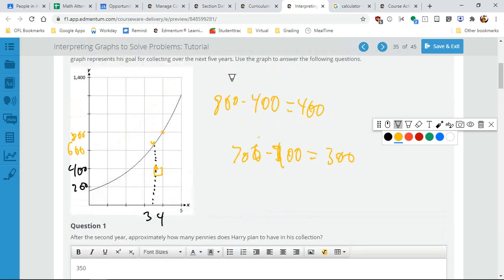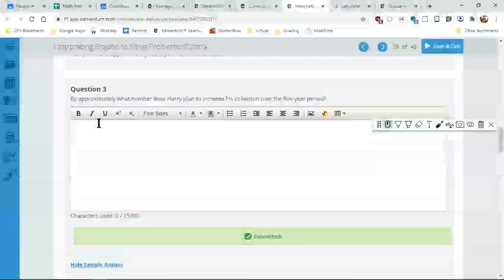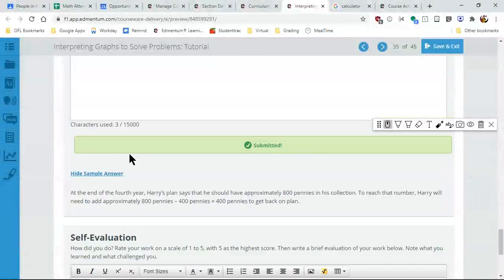What's funny is all these pennies, if we think about it, if he's at 400 pennies, he really only has like $4. I just thought that was an interesting fact to think about. He's collecting all these pennies. By the end of the 5 years, he only got like $5. $14. So this one didn't care about it.